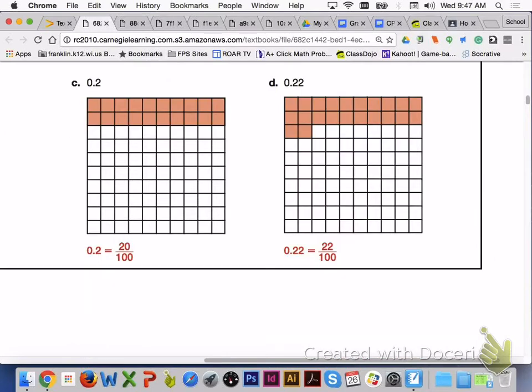For letter C, here is what your hundredths grid could look like for 2/10. The equivalent fraction that we have is 20 over 100. And for letter D, here is what your hundredths grid could look like for 22 hundredths. And your equivalent fraction is 22 over 100.